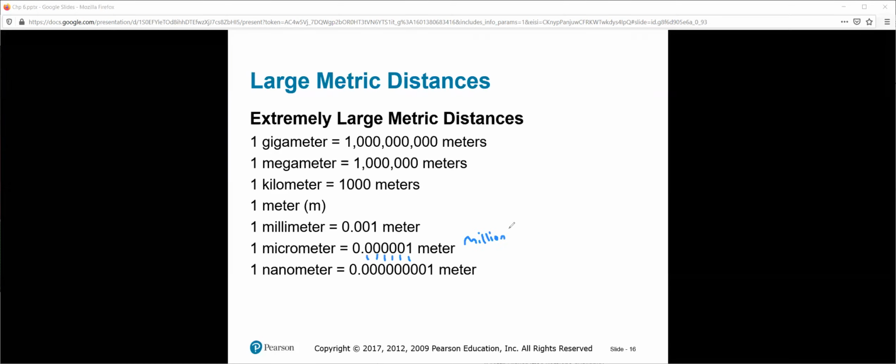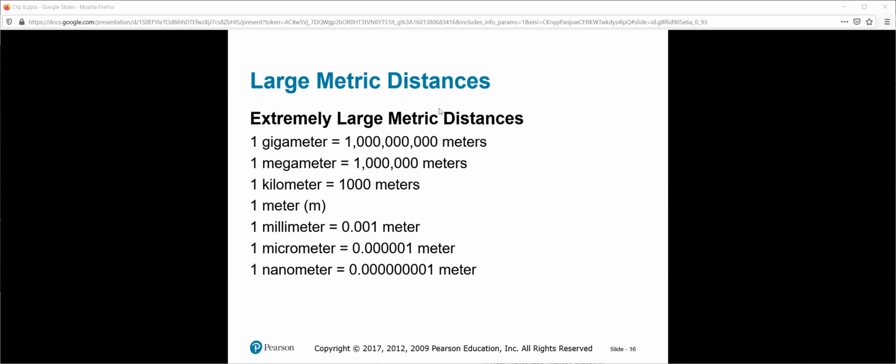Million. There we go. Nano is a billionth, I'm going to assume. I don't want to count it. And yeah, that's how it works. Those of you in the medical field, micrometer is going to be used. Millimeter, micrometer is going to be used all the time. I guess if you are astronomers, mega is used a lot in astronomy.